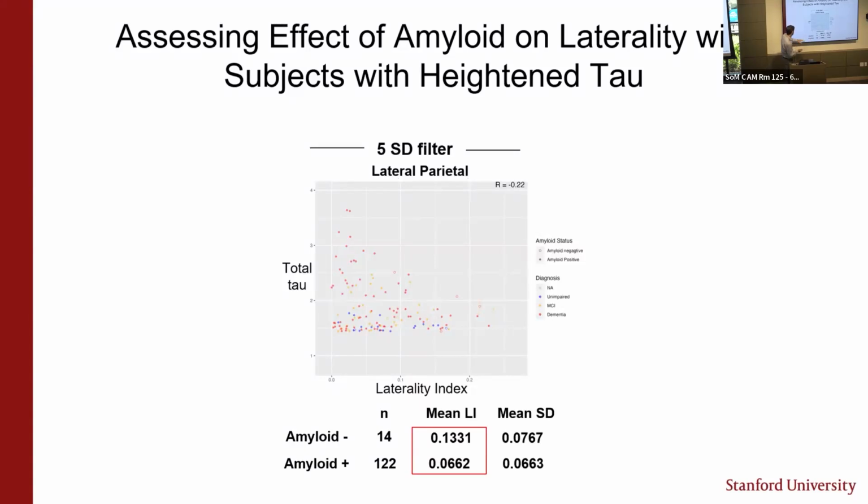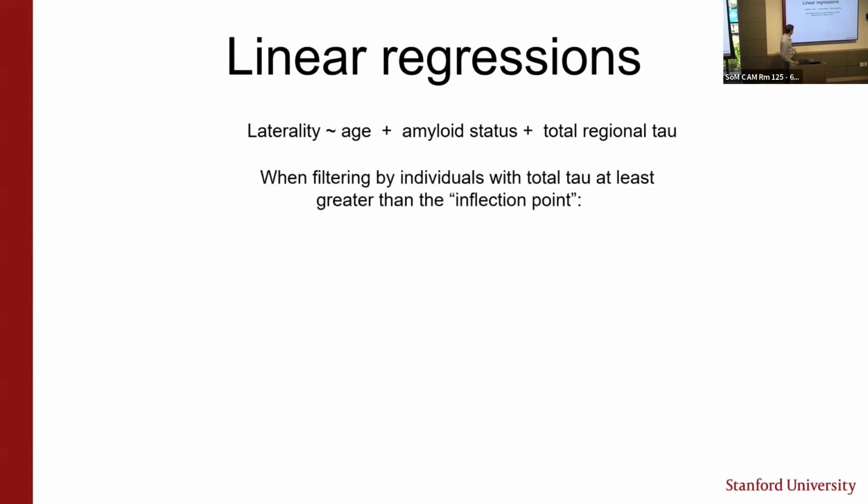However, you also note that total tau seems to be higher for individuals with less laterality. So, to really get at this question better, I needed to do a linear regression. So when you look at laterality, amyloid, and total tau all in the same model, and you filter individuals at that inflection point I talked about, where they reach a certain amount of laterality, then they revert back to more symmetrical patterns. Interestingly, total tau isn't associated with laterality, even though it appears like it on the graph.